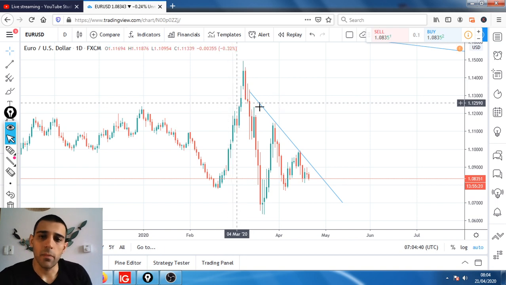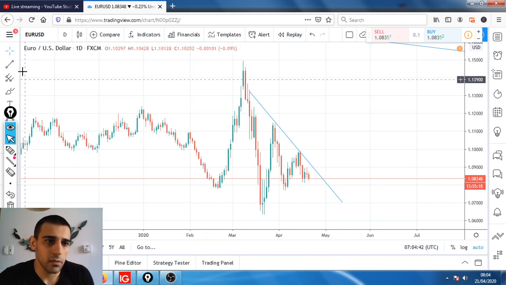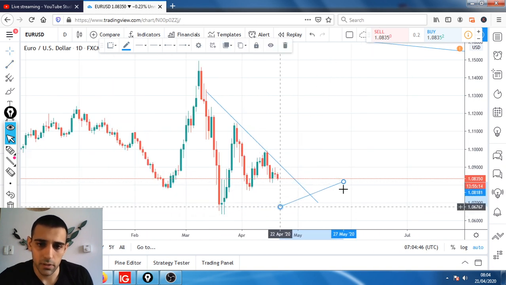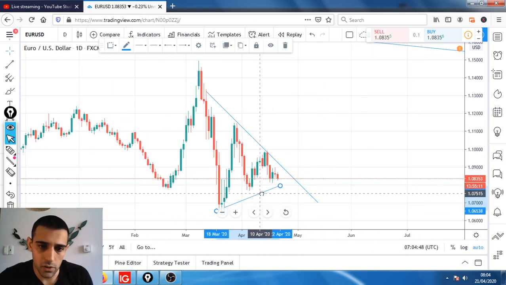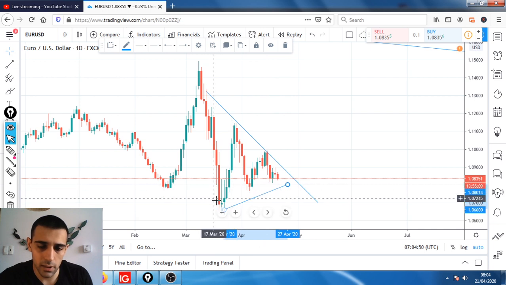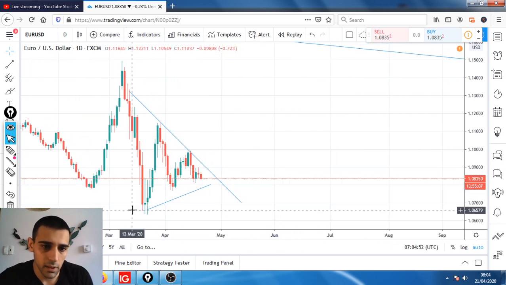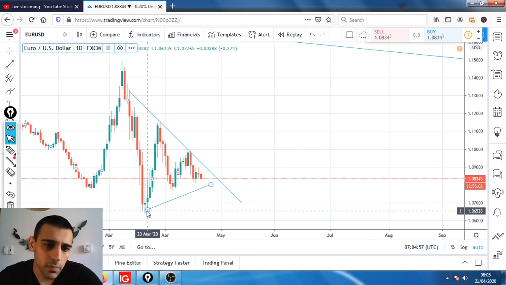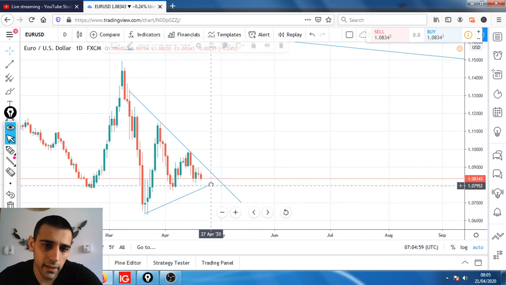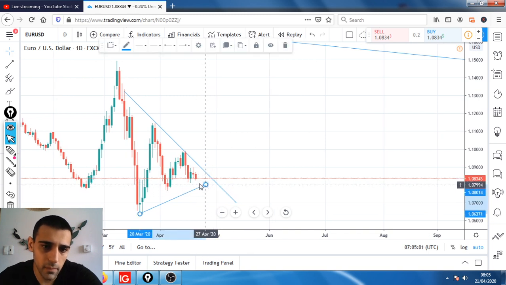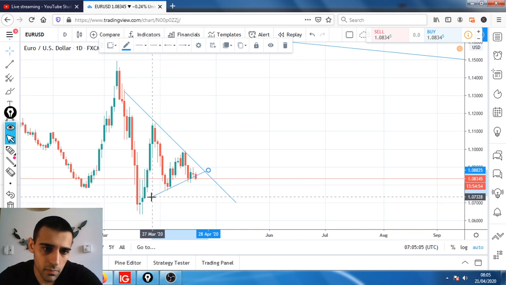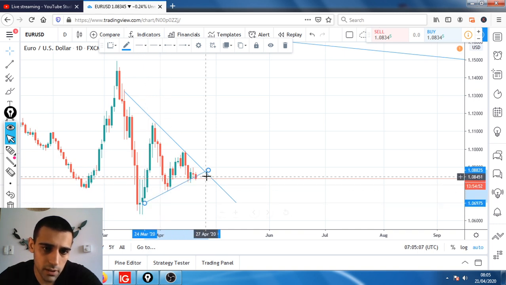So this is a daily time frame, and we have this trend line. Actually, we have this wedge in here. Let me just draw this trend line. Okay, so we have this wedge in here, which price is kind of squeezing in. Okay, we have this wedge.